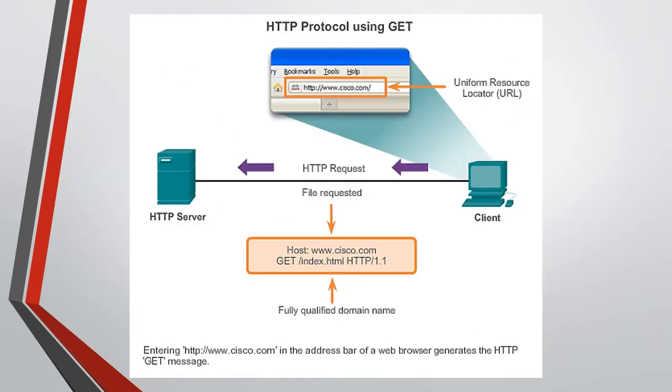Entering www.cisco.com in the address bar of a browser generates the HTTP GET message. GET is a client request for data, and the client sends the GET message to the web server to request HTML pages. POST and PUT are used to upload data files to the web server. The POST message is sent to the web server. Included with the POST message is the data that the user submitted in the form. PUT uploads resources or content to the web server.